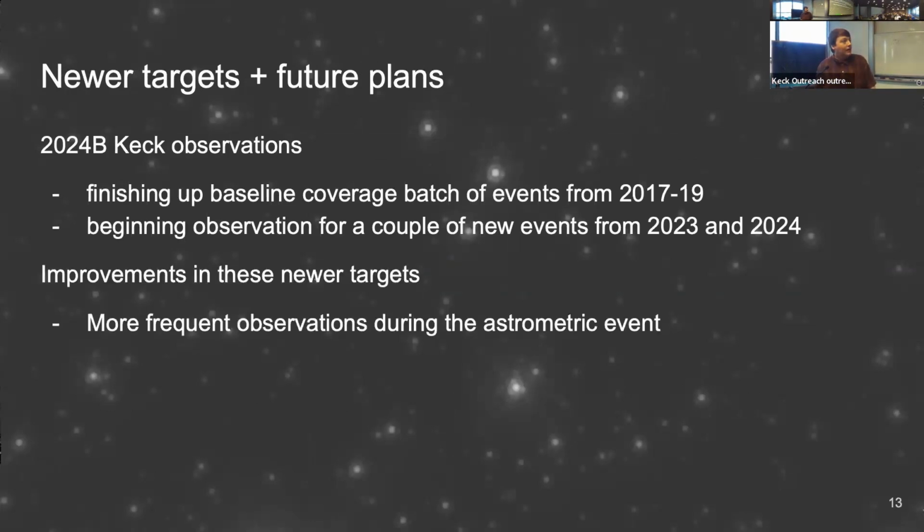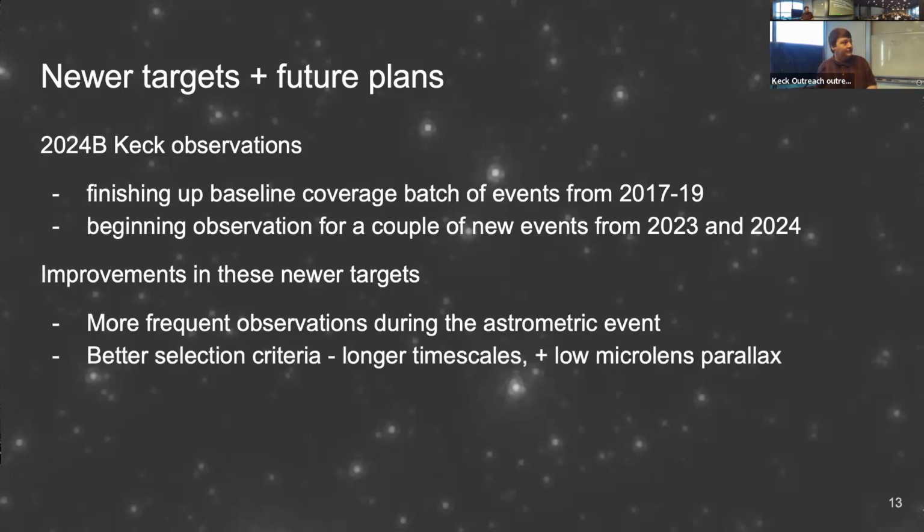We're even more excited for these new targets because we've got a couple improvements to our process for these. One of these is that we've had more frequent observations around the astrometric peak of the event for some of these targets. So we have better time coverage. And in addition, we have better selection criteria for these targets. So a higher probability of these lenses being black holes because we selected for even longer timescales, and we're starting to also account for low microlensing parallax, which is another factor that can help predict high mass lenses.